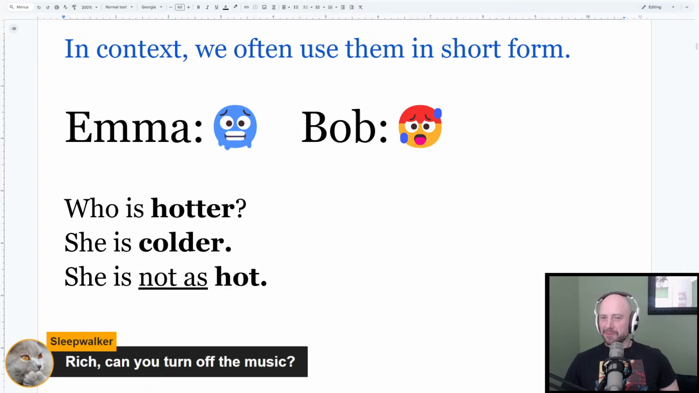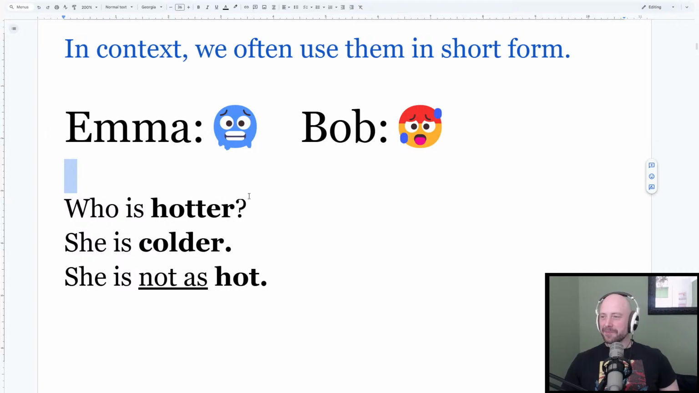Sure. Okay, Sleepwalker. I will do. We'll have to have a vote at the end as to whether we want background music or not.